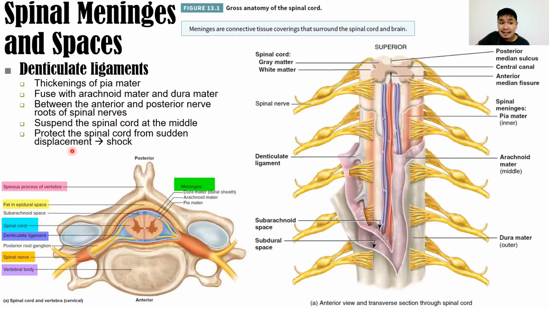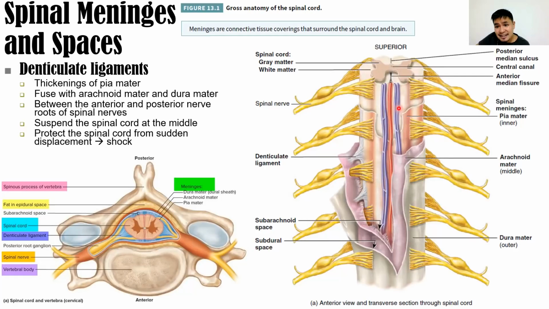So your denticulate ligaments protect the spinal cord from sudden displacement. They maintain the position of the spinal cord. So they protect it from sudden displacement that could lead to shock. Okay, especially when there is a sudden, abrupt and really big impact to the spinal column canal, especially in vehicular accidents.